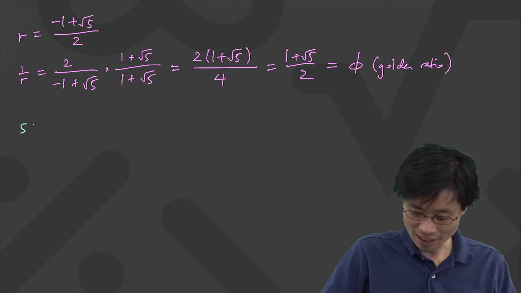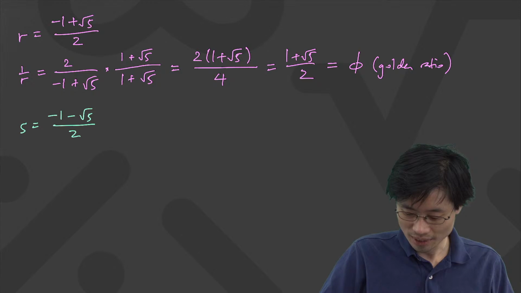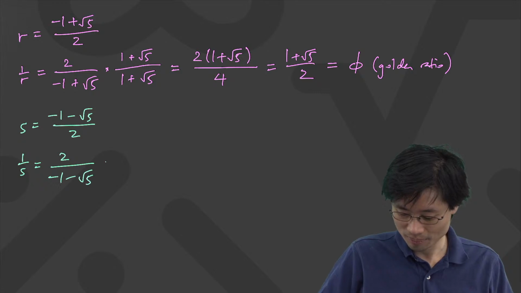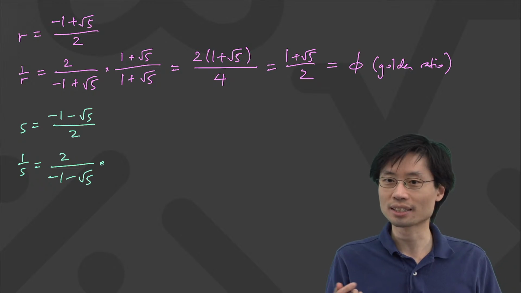S. S was minus 1 minus the root 5 over 2. If that's the case, 1 over s is equal to 2 over minus 1 minus root 5. Okay, now we have to multiply by something, rationalizing this guy.